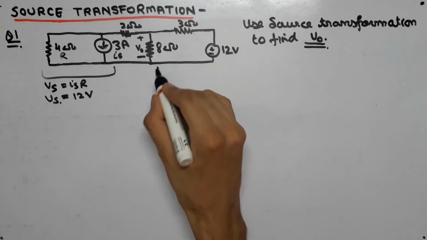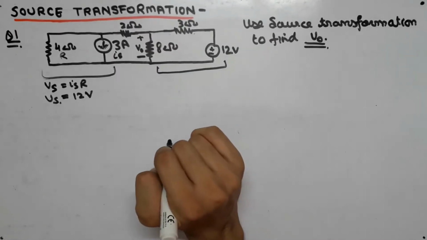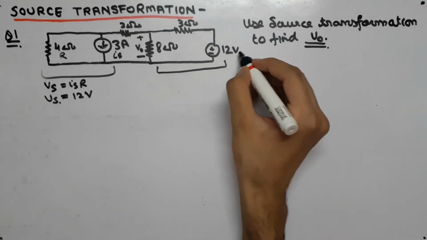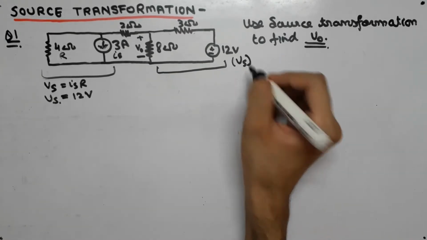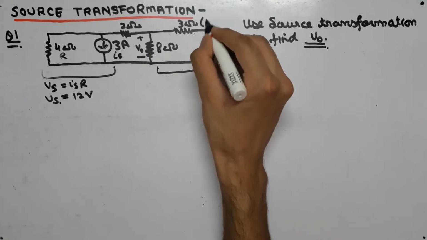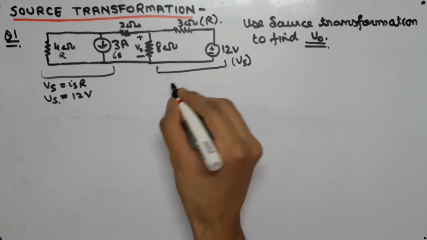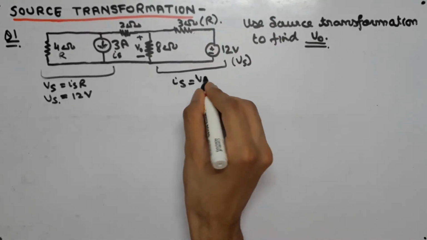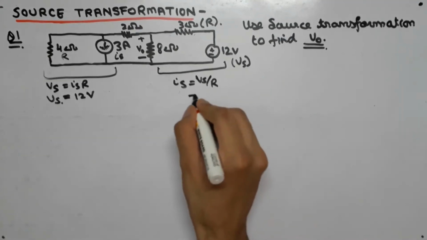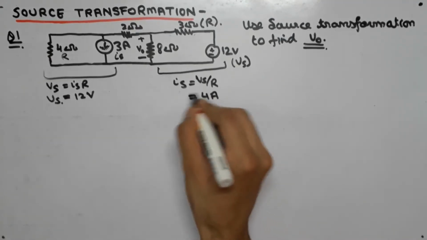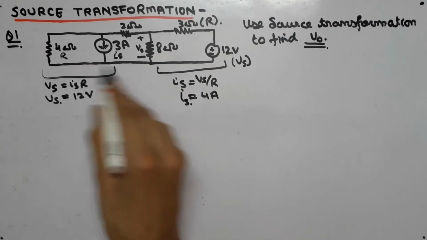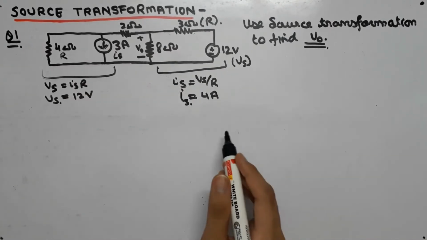Now we will look at this part of the circuit and we will do the source transformation over here also. Like this, we can say that Vs is equal to 12 volts and this is our resistance R. Now we have to find the value of Is, that is Vs by R, which will come out to be 4 ampere. Now we will draw the equivalent circuit using these two transformations.